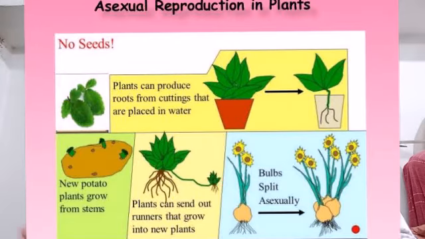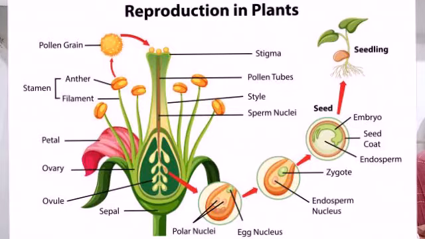Now we have to understand the difference between sexual and asexual mode. We will discuss that in detail, but first we have to understand that in the sexual mode of reproduction there are female and male, and seeds are there. New plants are obtained from the seeds. So that is sexual reproduction. Male and female, seeds are there.